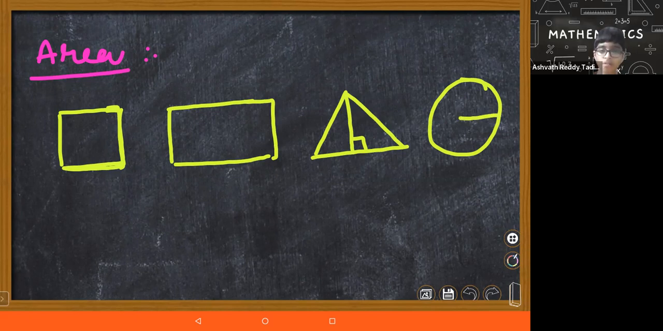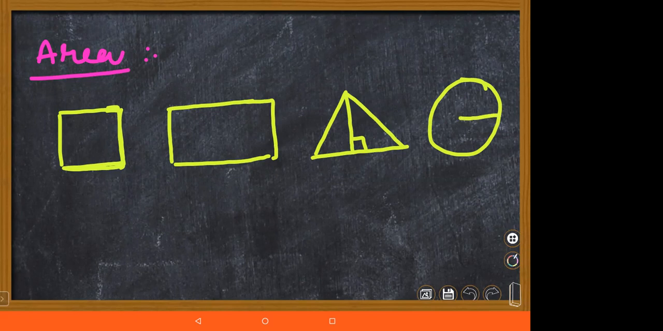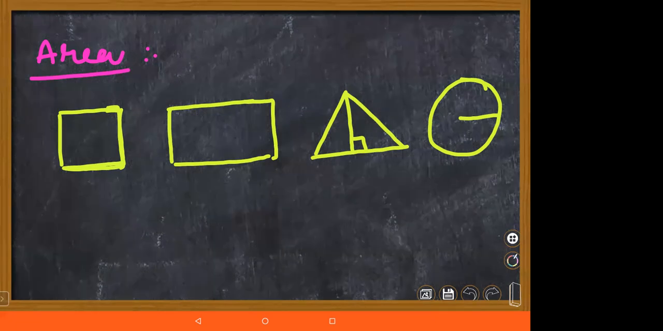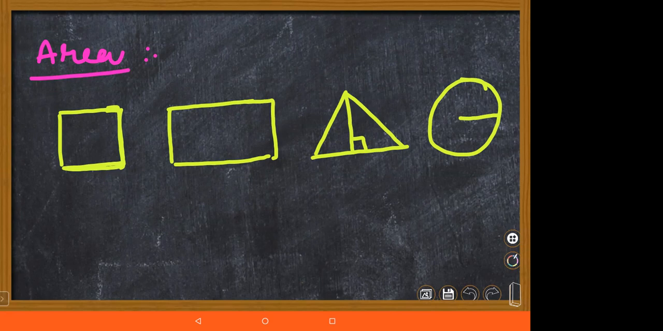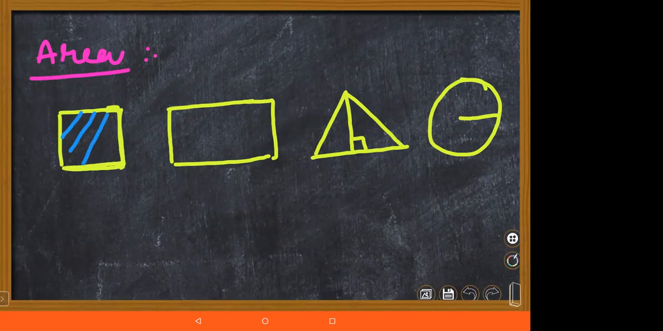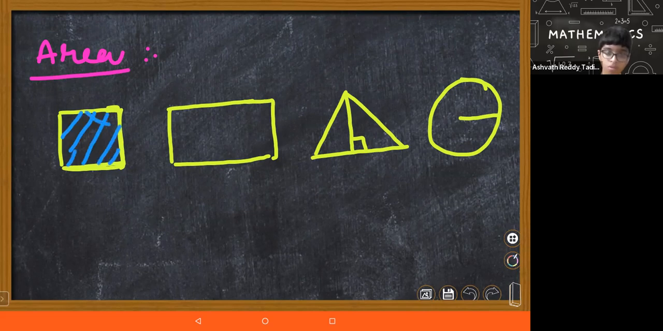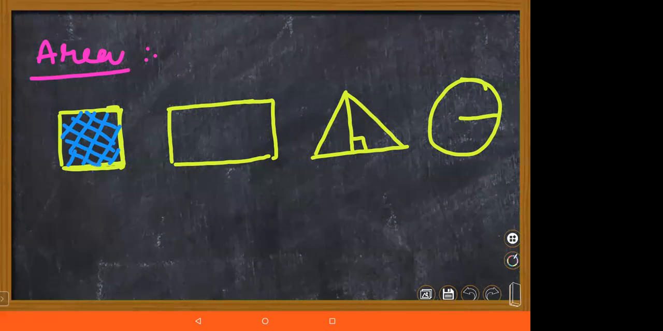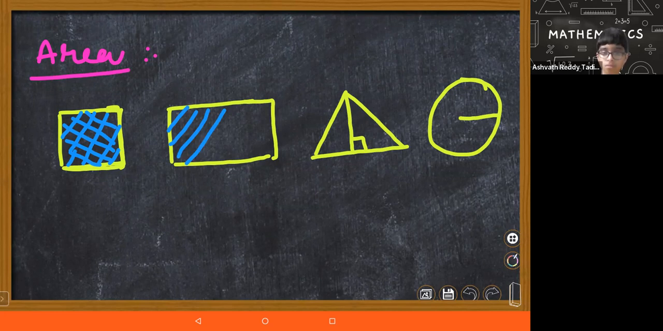How do we calculate the area of a triangle, ma'am? I will give the formula, children, because you are too small. Don't worry, there are different considerations. If all sides are given, we can use one formula. If base and height are given, we can use one more formula. So as I said, what is area? Whatever space is occupied by the closed figure. What is the space occupied, children? Inside space.